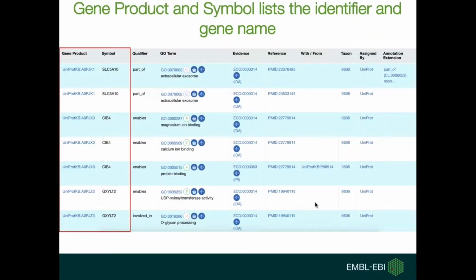Starting with the columns, gene product and symbol. It just lists the database that we're using with the identifier for that database, and the symbol is the gene product name, because if you notice, like for the UniProt accession ID, the symbol CIB4 is a lot simpler to remember than A0PJX0. So it's just a quick way of understanding which gene product you're looking at.